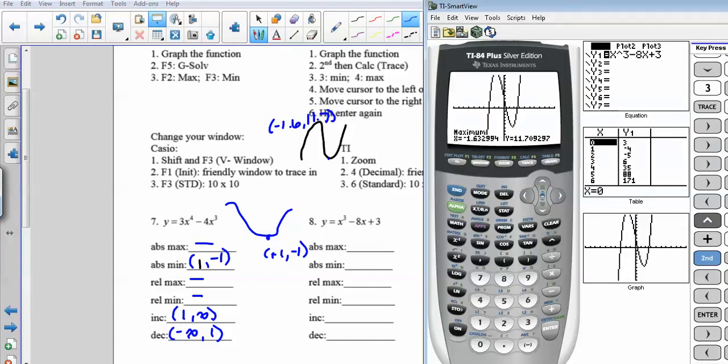So go back to my calculator, second, trace, minimum is choice 3. I need to go to the left of the minimum, press enter, go to the right of the minimum, press enter, and press enter again. So I have about 1.6, negative 5.7, and I need to write that over here.